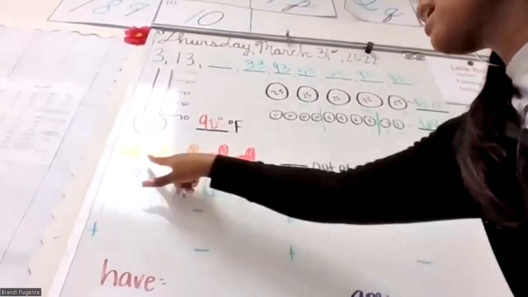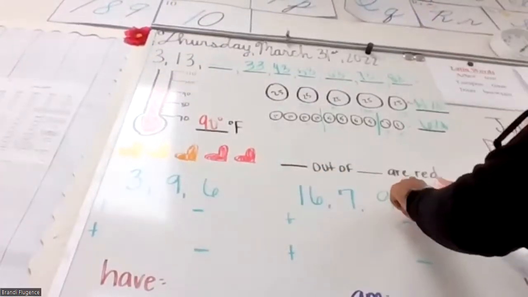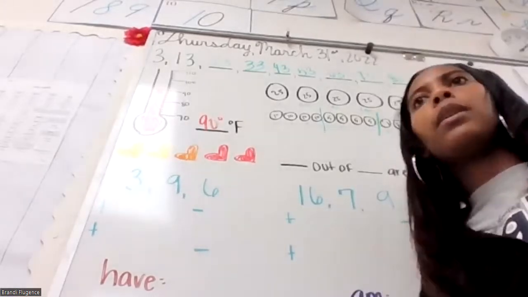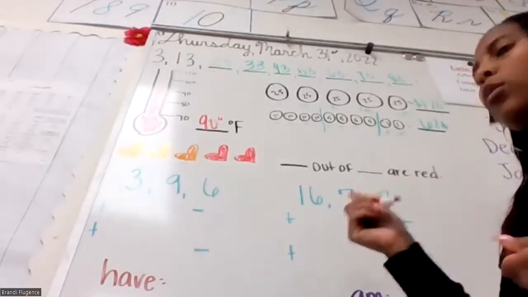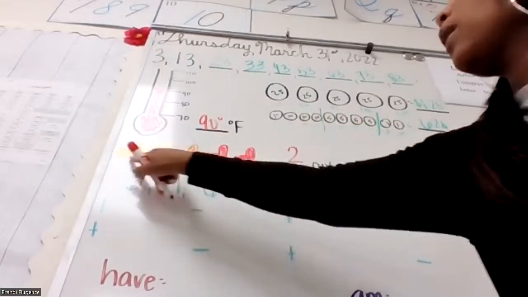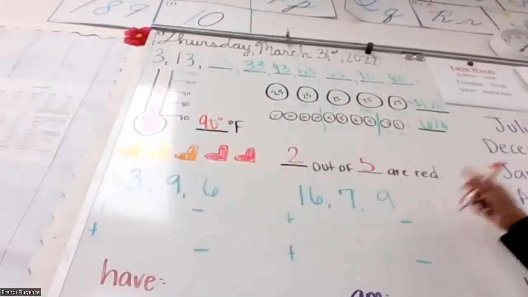I have 5 hearts here. I have 3 that are orange and 2 that are red. What will be the fraction of the hearts that are red? Blank out of blank hearts are red. What would it say? 2 out of 5. 5 because we have 5 total. So only 2 out of the 5 total are red.